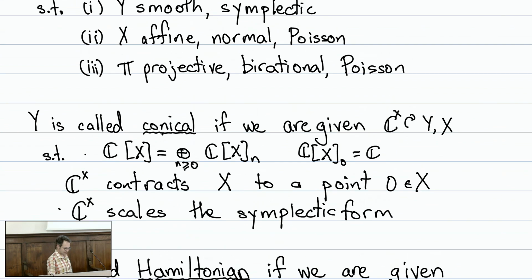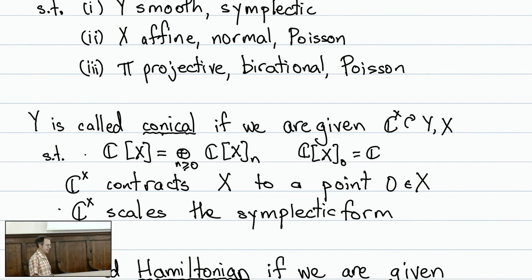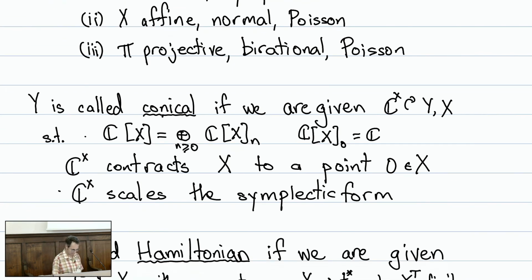And another thing which we demand, which I'm not going to go into too much, is that this action of C star should scale the symplectic form on y. And there's a slight difference. Some people work with weight 1 actions, some with weight 2 actions. I'm not going to be concerned with the difference.